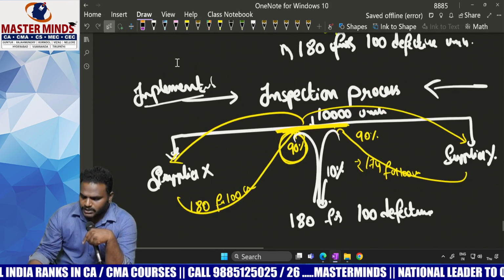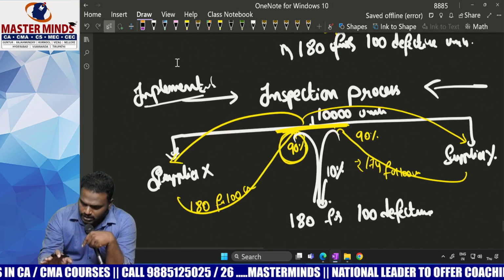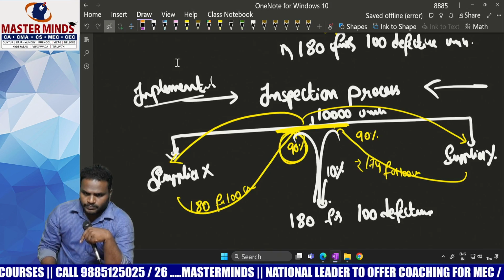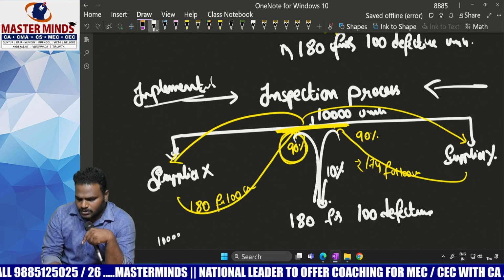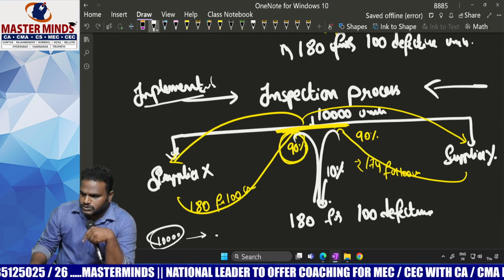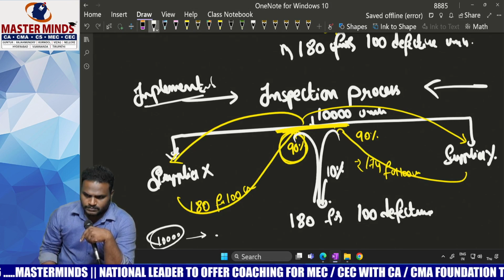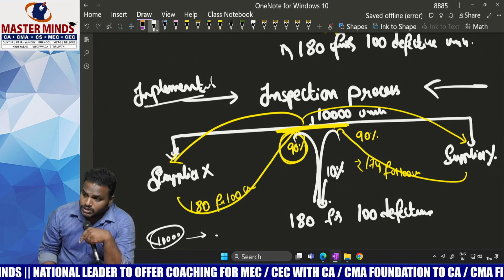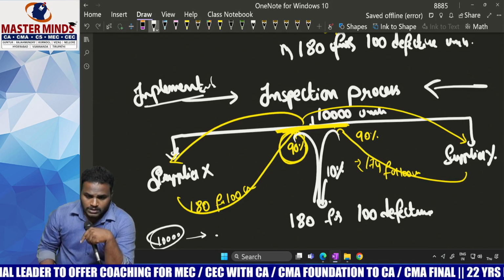Now the requirement is: is implementation of inspection correct, or before inspection correct? The annual requirement is 10,000. Choose which supplier they want to purchase from, and also in which scenario: before inspection or after inspection. This is the requirement.